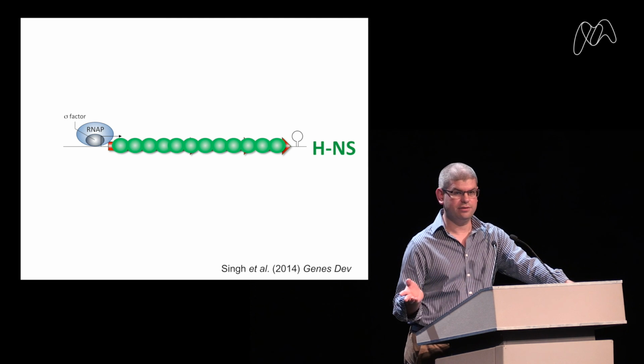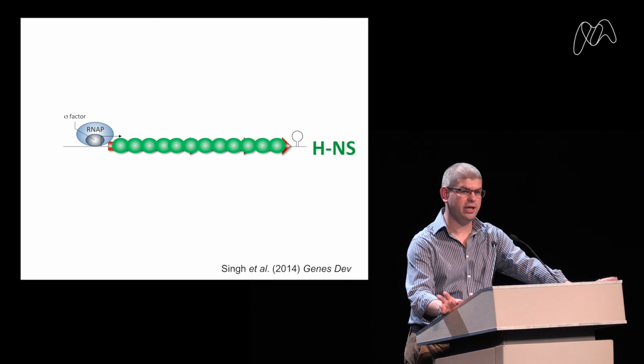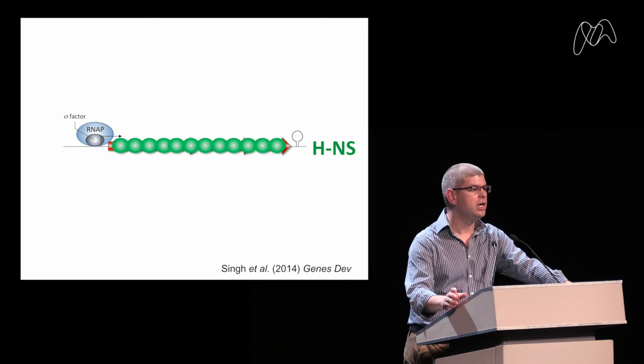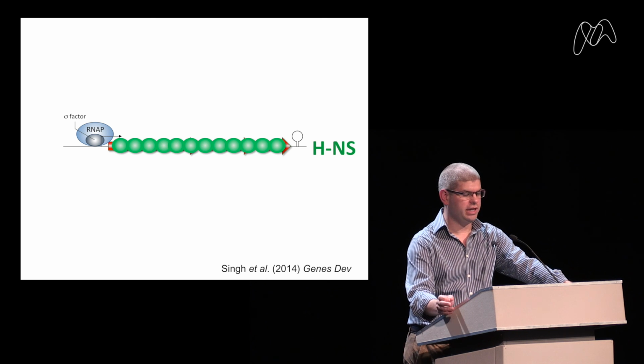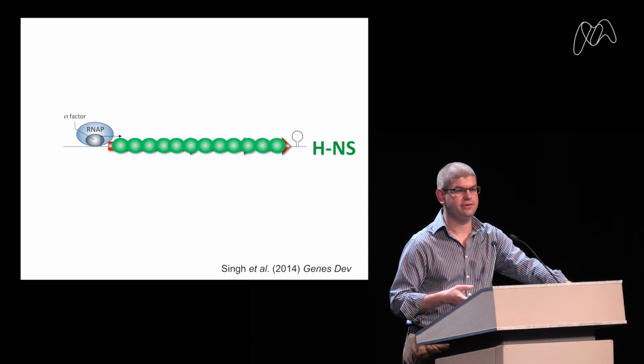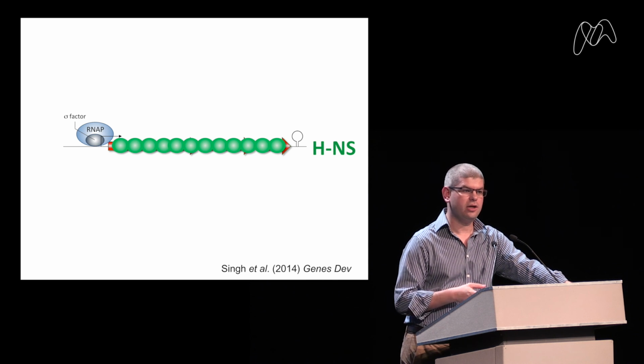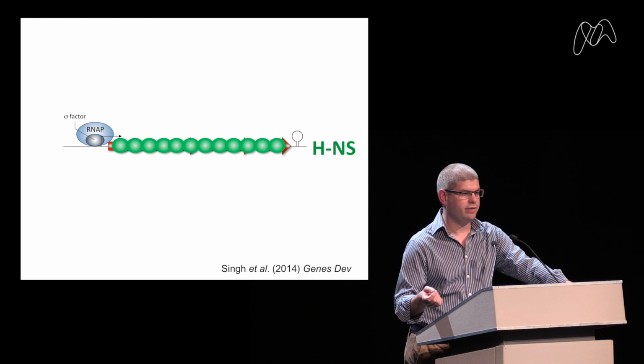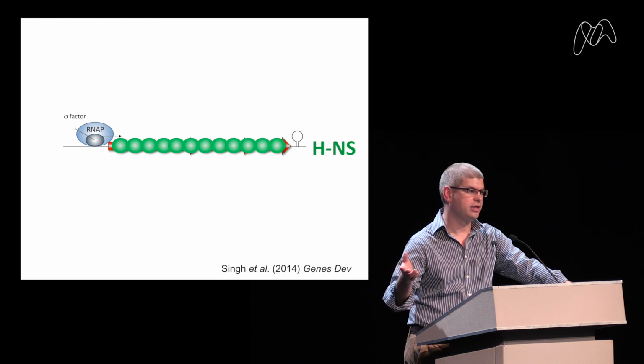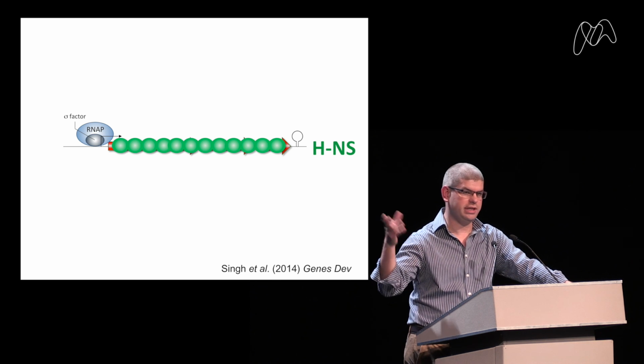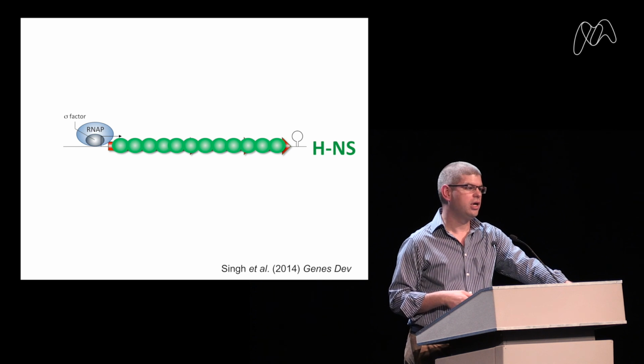So H-NS is a very popular protein. Many people, some of them in this room, have worked on this system over the years. So of course, when DNA microarrays first became available, lots of people wanted to knock out the H-NS gene and see what happened to the transcriptome. And of course, you see increased transcription of all of these horizontally acquired genes.